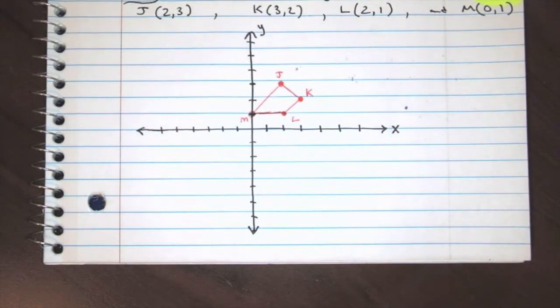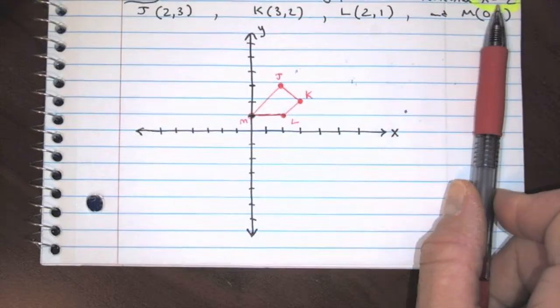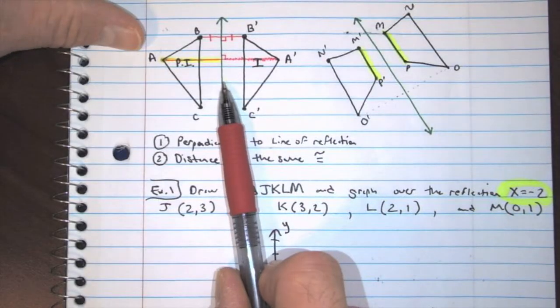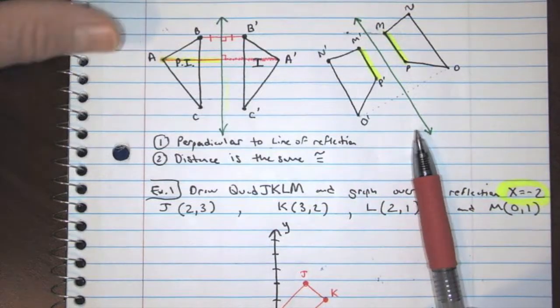There's quadrilateral JKLM. It's a four-sided shape. Now you need to graph that over the line of reflection, x equals -2. This is a line, ladies and gentlemen. So if I went up here, you can see the line right here, the green line that we reflected the image over.